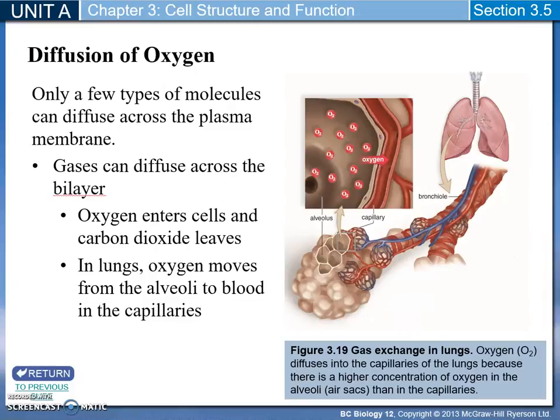Only a few types of molecules can diffuse across the plasma membrane, and gases can diffuse across the bilayer. So oxygen freely enters the cells, and carbon dioxide leaves. In the lungs, the oxygen moves from the alveoli into the blood in the capillaries.